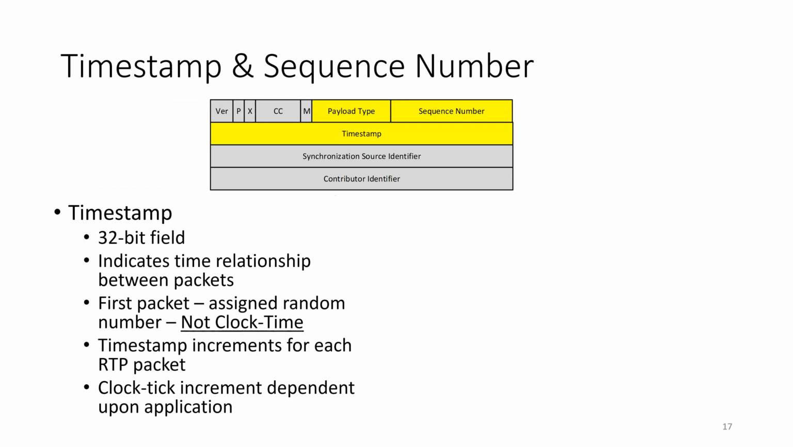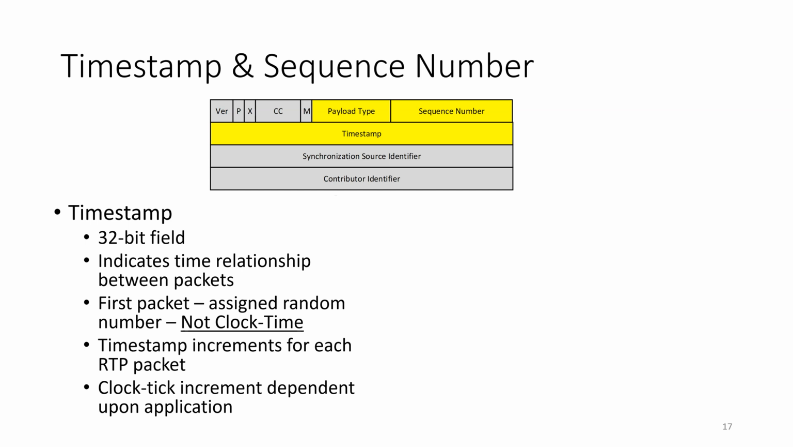We also have the timestamp field. The timestamp field is a 32-bit field, and it simply indicates the time relationship between the packets. The very first packet that is sampled is assigned a random number. Now, it's important to realize and remember that the timestamp is not clock time. To me, when I see the word timestamp, I think of clock time, but in this case, it is not clock time. That timestamp increments for each RTP packet that is sent.